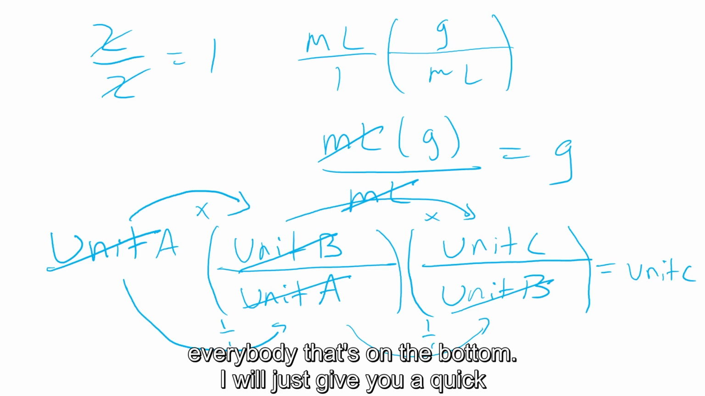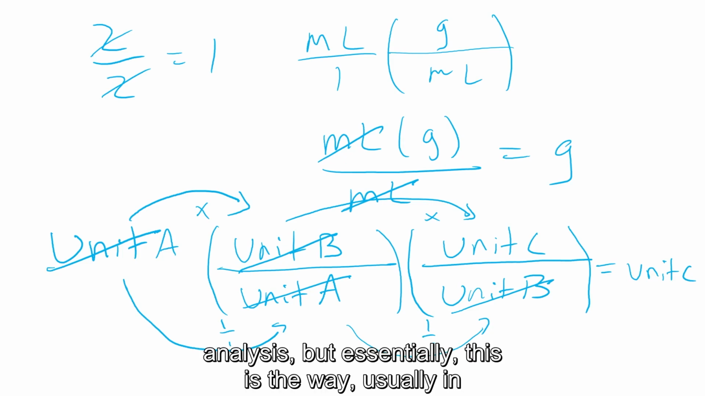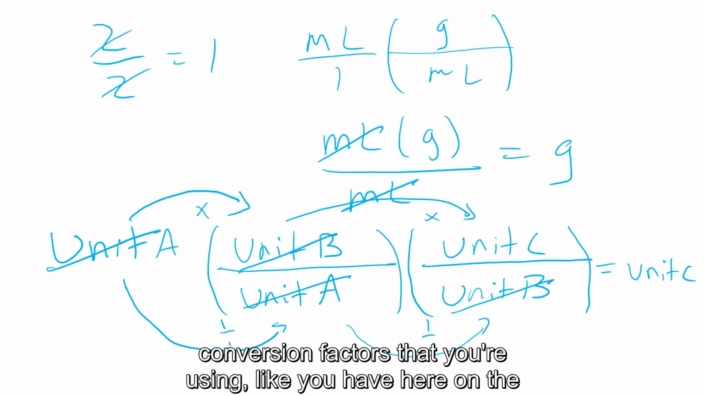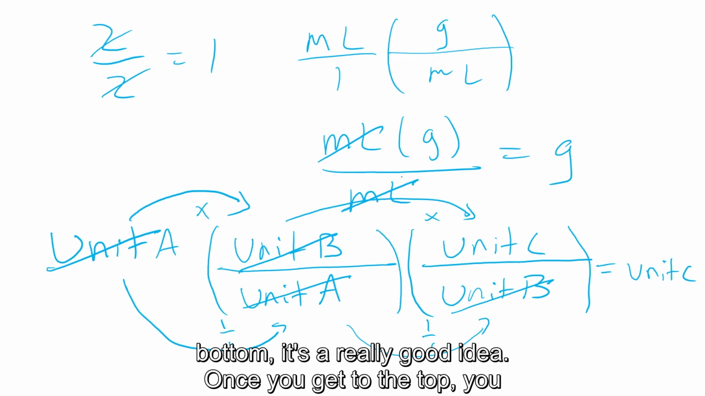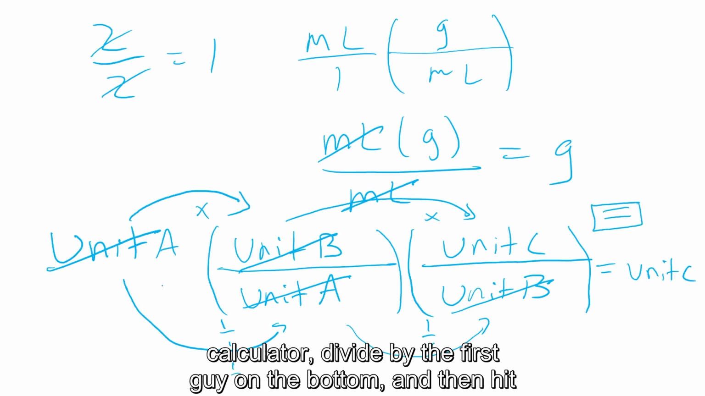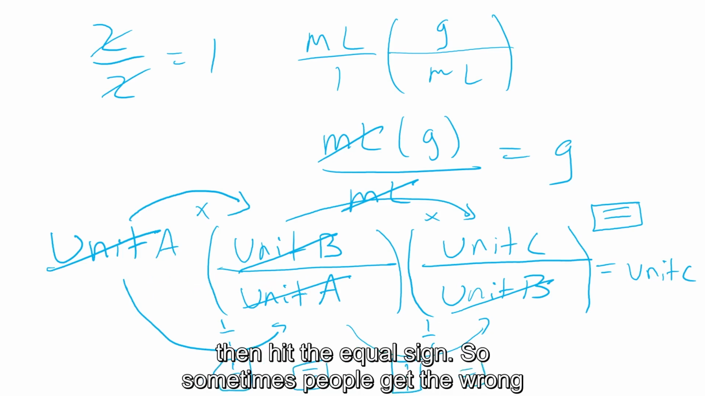I will just give you a quick hint here. Maybe we'll have a future video on dimensional analysis. But essentially, this is the way usually in chemistry we like to show our work. And if you have multiple conversion factors that you're using, like I have here on the bottom, it's a really good idea, once you get to the top and you've multiplied everything, to hit the equal sign on your calculator, divide by the first number on the bottom, and then hit the equal sign. Divide by the second number on the bottom, and then hit the equal sign.